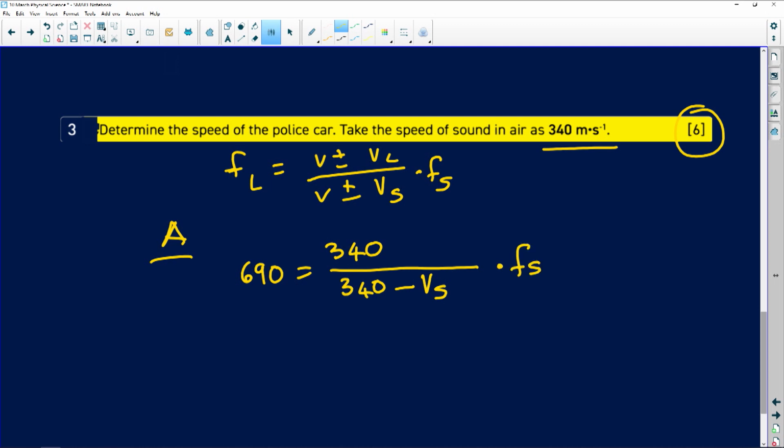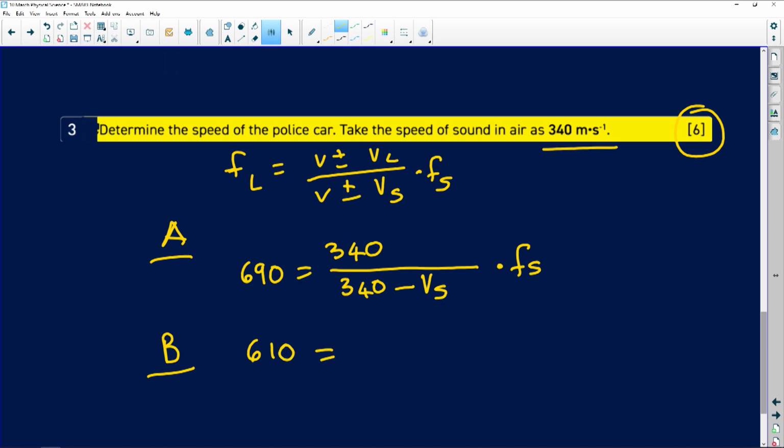So actually, we have got 2 unknowns. We don't know the frequency of the source, and we don't know the velocity of the source. And that is why we've got to use simultaneous equations. You're going to do exactly the same thing for B. So for B, we know the observed frequency was 610.